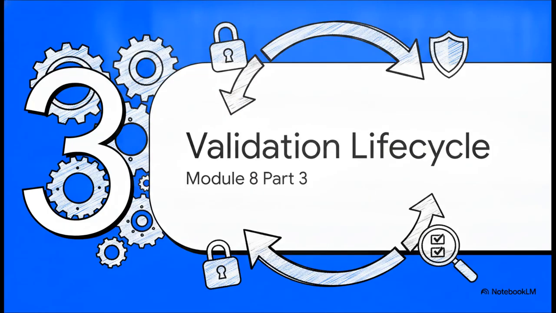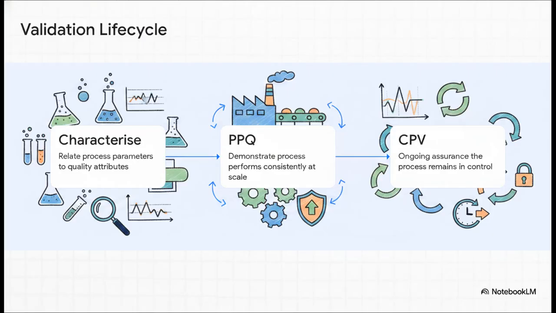Okay, Part 3. The validation lifecycle. Here we step into the highly rigorous, highly structured regulatory frameworks required to prove that a process works consistently every single time you run it. Because validation is not just a one-and-done event, it's a continuous lifecycle built on 3 main pillars.